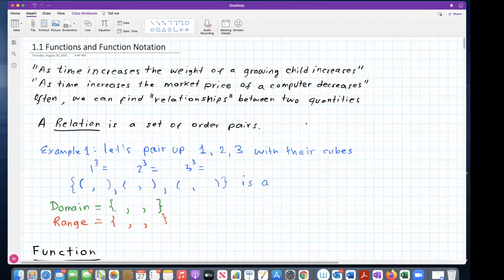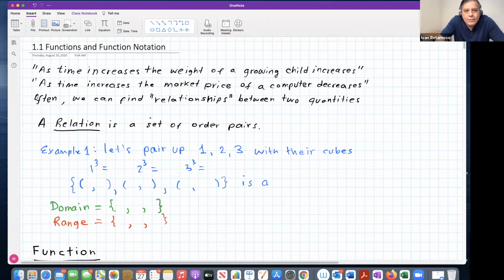1.1 Functions and function notation. In order to tell you what a function is, I have to tell you first what a relation is. In real life, as you know, when you compare quantities, you can come out with relationships between quantities, right? Two quantities, for example.